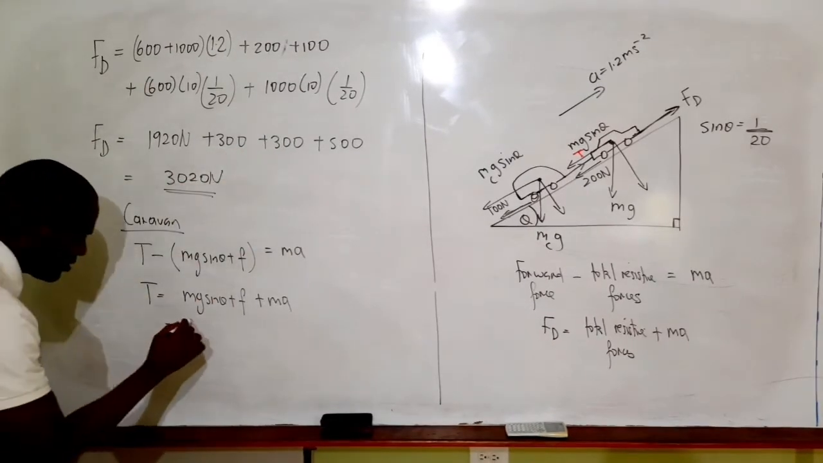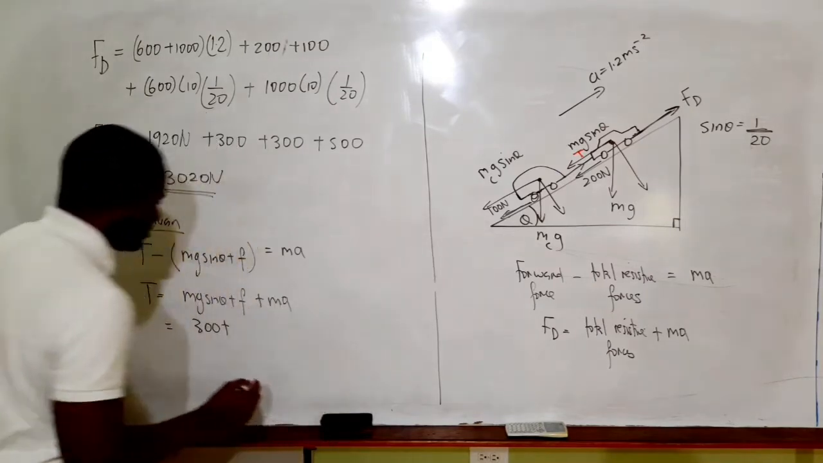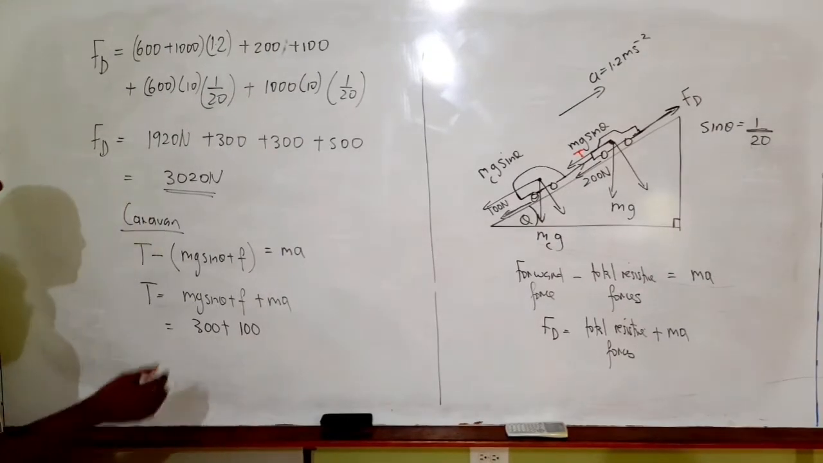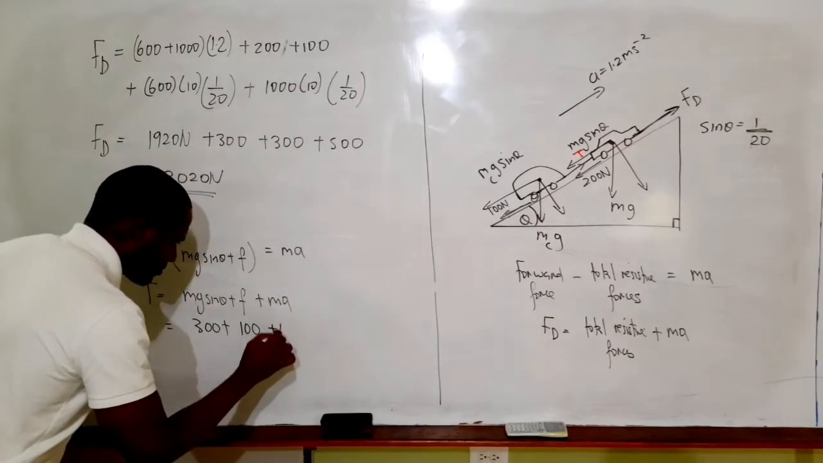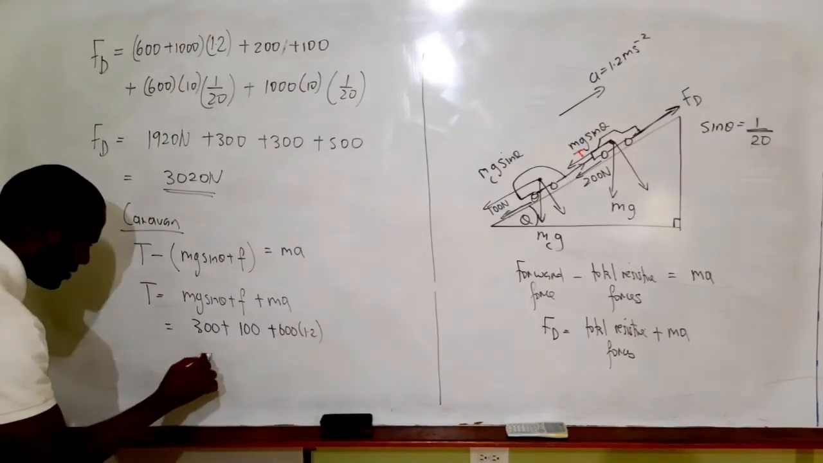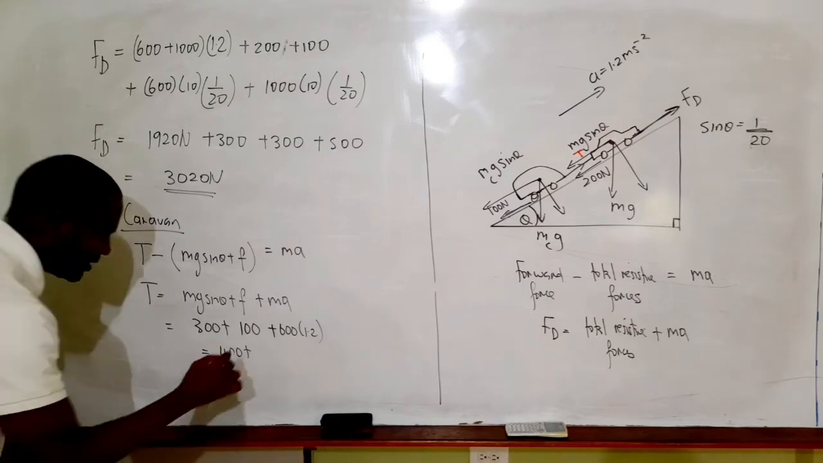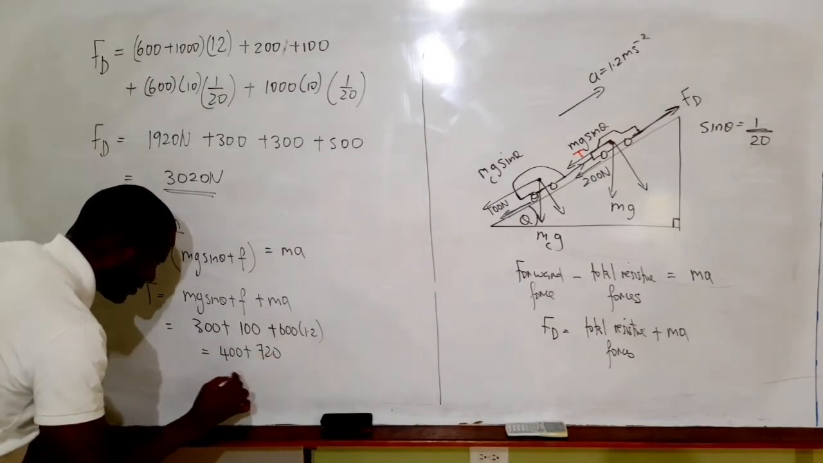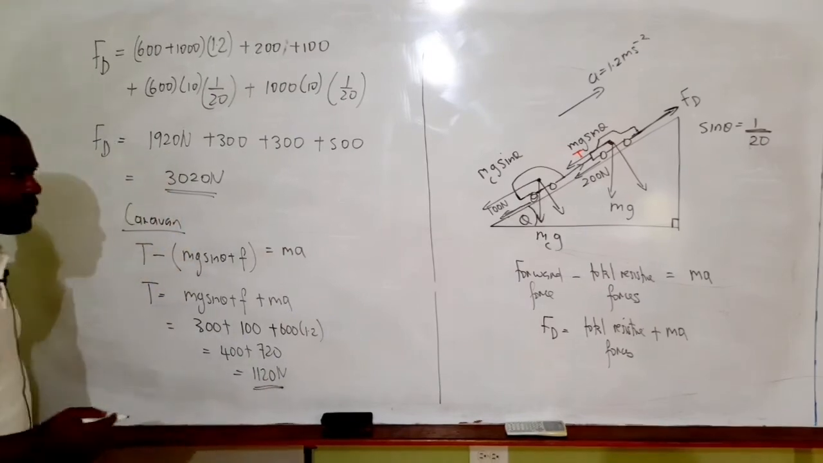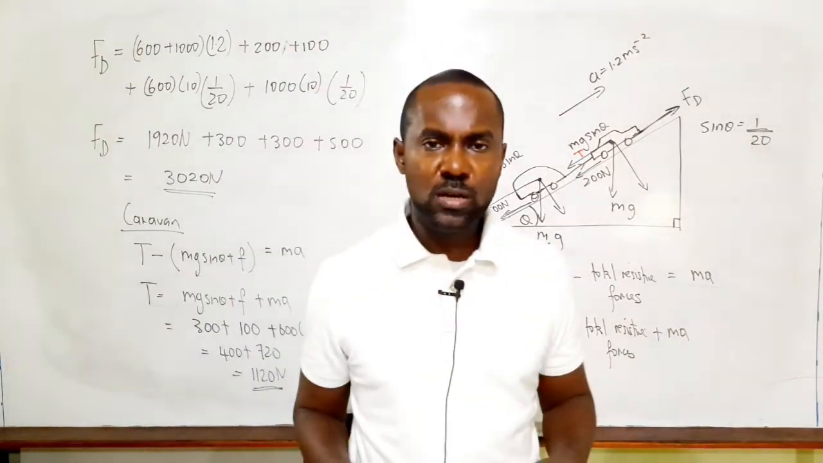So this is 300 plus F, which is 100, plus of course the mass of the caravan, which is 600 times 1.2. So this gives us 400 plus 720, which gives us 1120 newtons. And so therefore the tension in the tow bar is 1120 newtons.